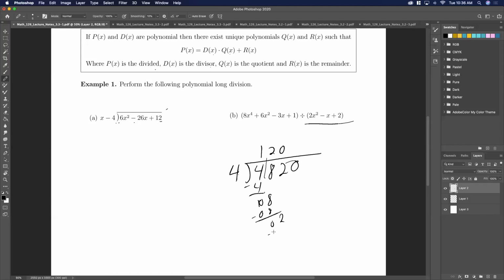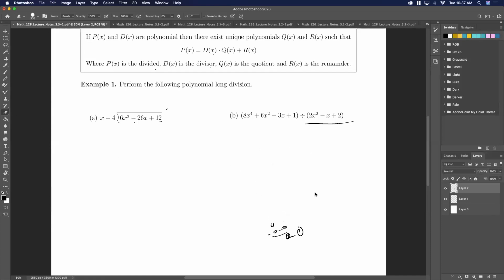So minus 0 gives me 2. Pull down the 0 is 20, and then I get a 5. So that's how you do normal division. You just kind of chunk it out. That's the same thing we're going to be doing here for our polynomial division.